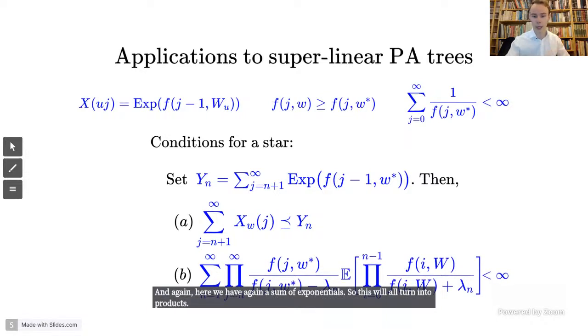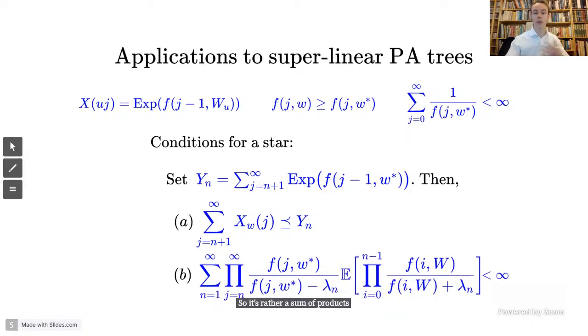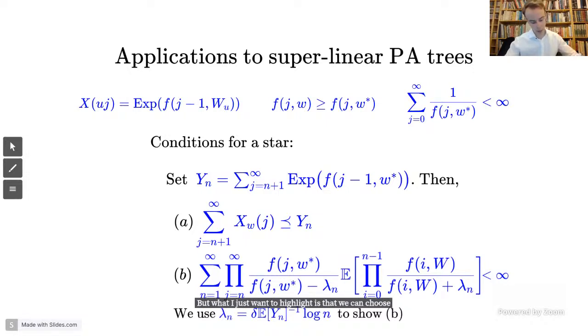So it's rather a sum of products that we want to show is finite for some choice of your fitness distribution and some choice of this sequence lambda n. And though I'm not going to show you how to do this, this is a tricky but technical exercise, I suppose. What I just want to highlight is that we can often choose this lambda n to be some small constant delta times the expected value of this Yn to the power minus 1 times log n. That's what we can often use to show this condition B.